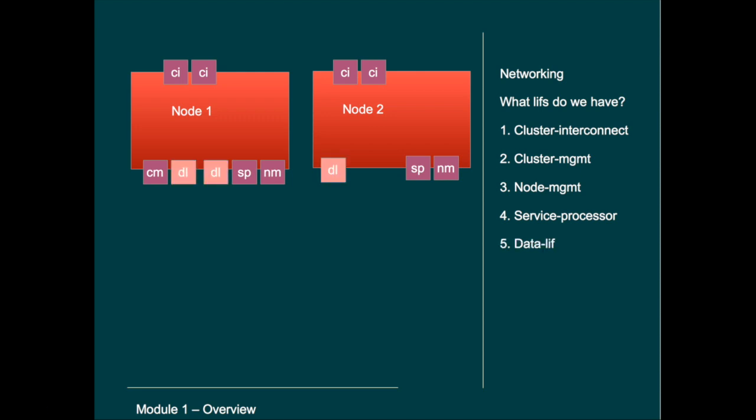Finally, of course, we've got the data LIFs to use in the cluster. These can be configured to fail over to other nodes in the case of NAS LIFs. SAN LIFs will not fail over to other nodes.